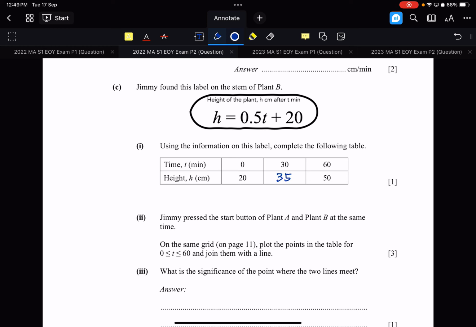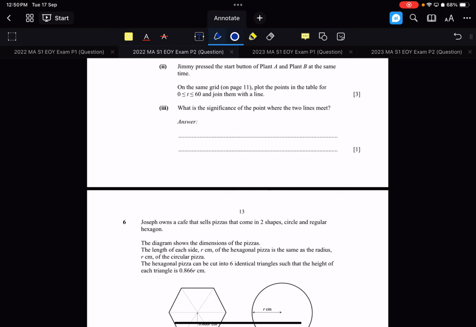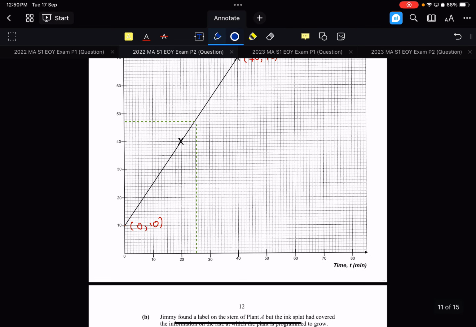Okay, so Jimmy pressed the start button of plant A and plant B at the same time. On the same grid, plot the points for 0 to 60, and join them with the line. So let's do it, right? So plant B, oops, where's the graph? I'll go back to the graph. Okay, what color should I use? Well, let's use purple.